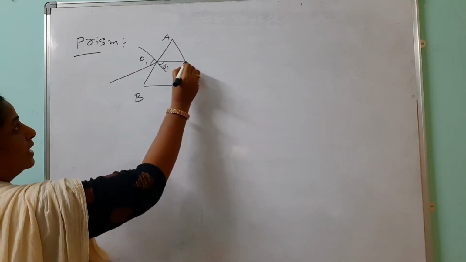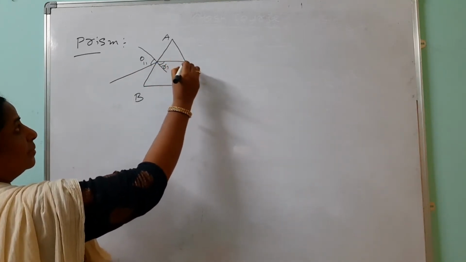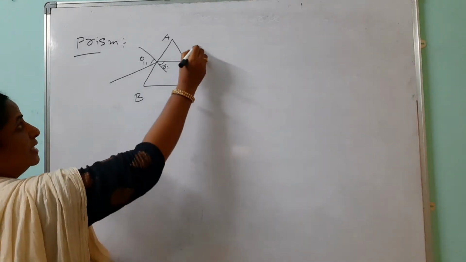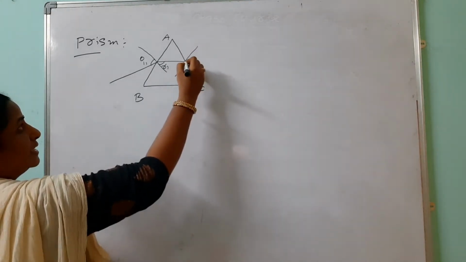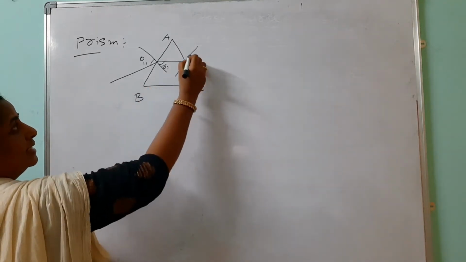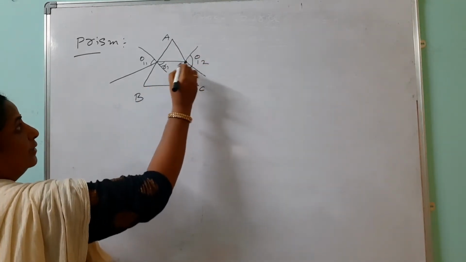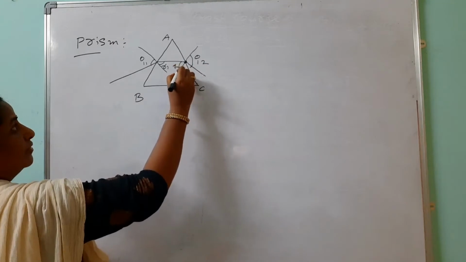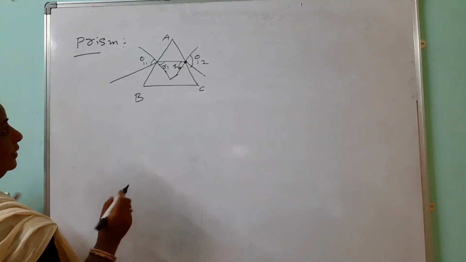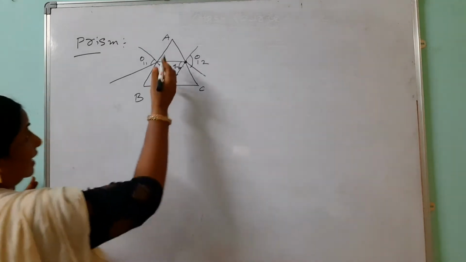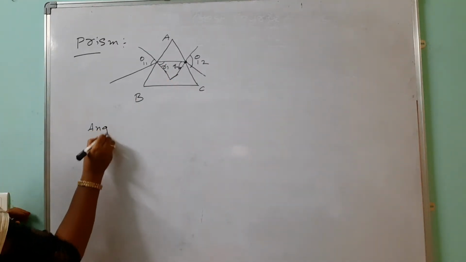Then what happens here? Once again the light ray is coming from denser to rarer medium. This is the normal to the AC face. Then it is bending away from this normal like that. This is the angle of emergence I2, and this is the angle of refraction from denser medium to rarer medium, R2. Then one more key role is here, the angle of prism.